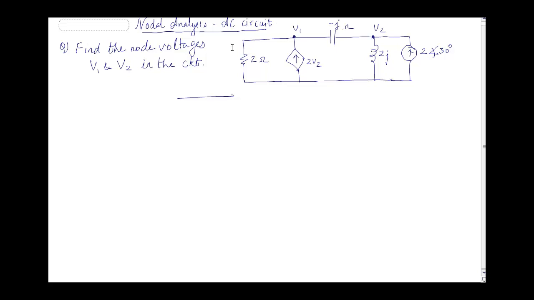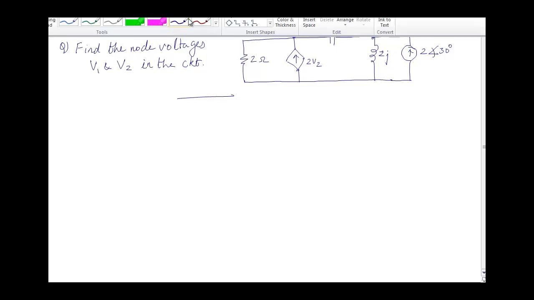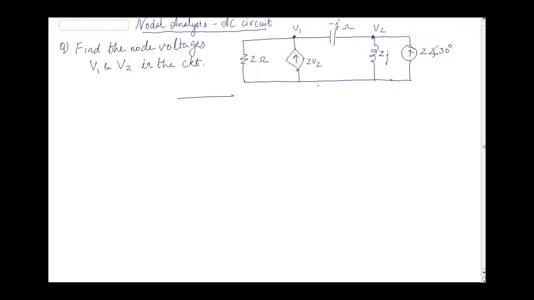As shown in this circuit, we need to find out V1 and V2 voltages of the node. We need to mark the ground node, which is the zero voltage node. Next, we need to mark the current that will be flowing in each branch. We can assume, for example, here I am going to assume this direction current.